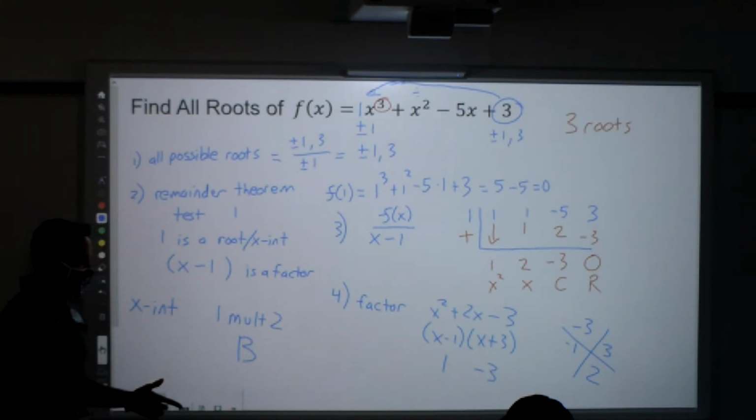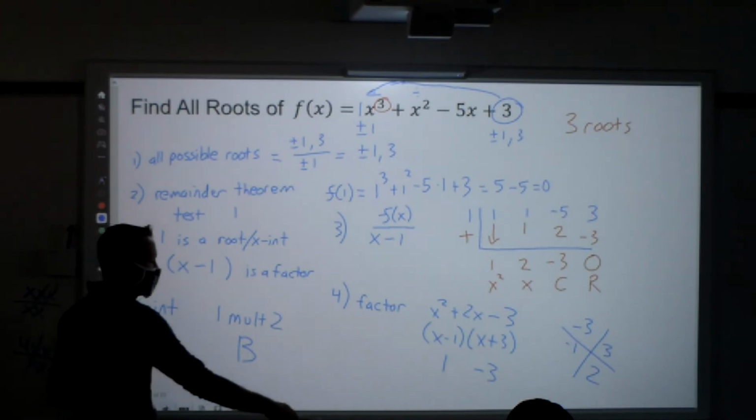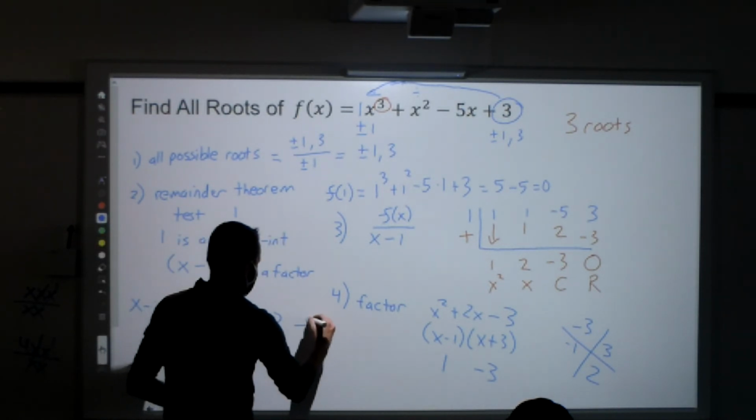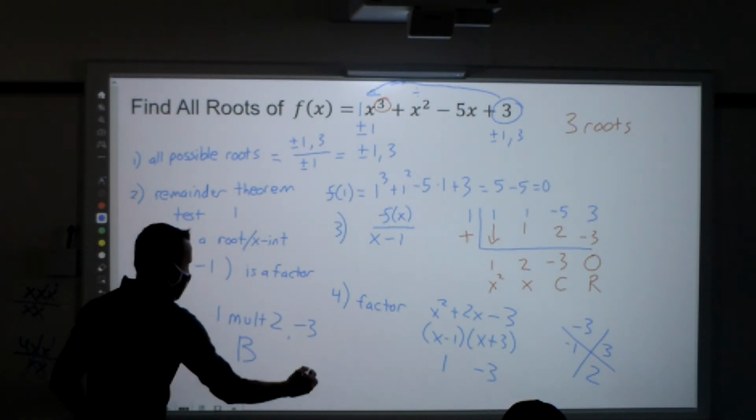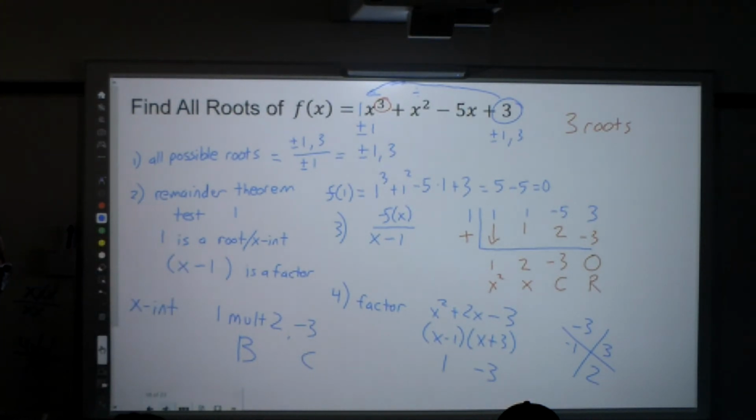What's my other root? Negative 3. It's only used once. So what is that going to do? Cross. And that is how you use our process for finding roots if you can't factor at the beginning.